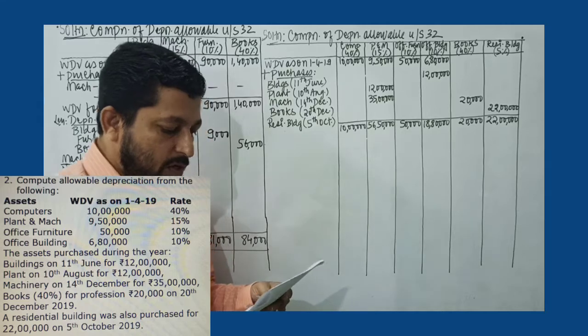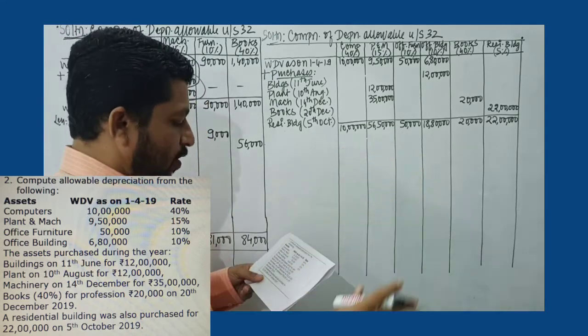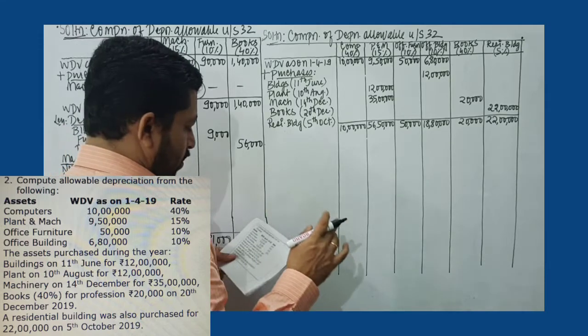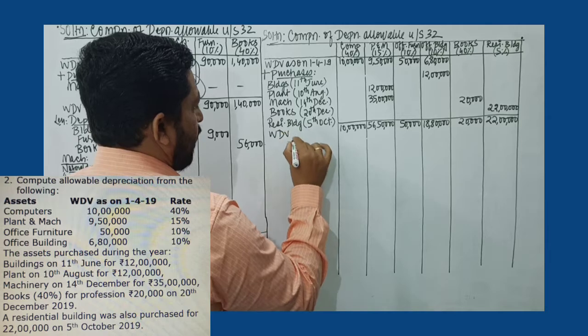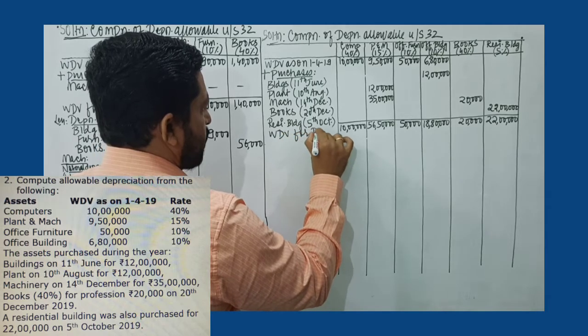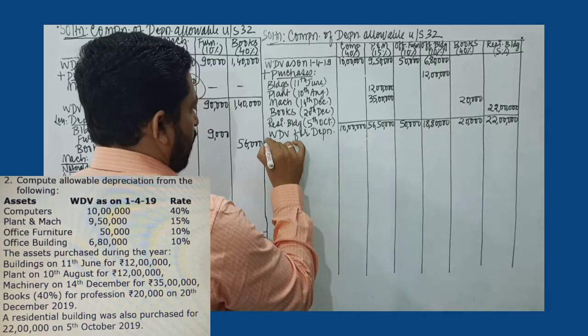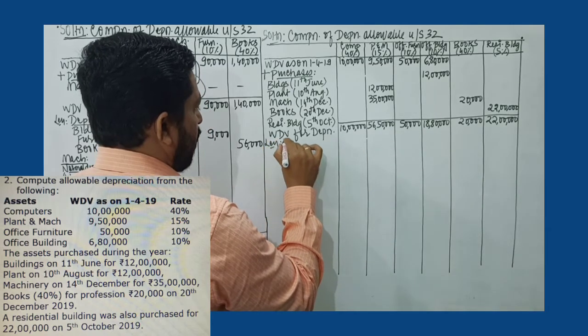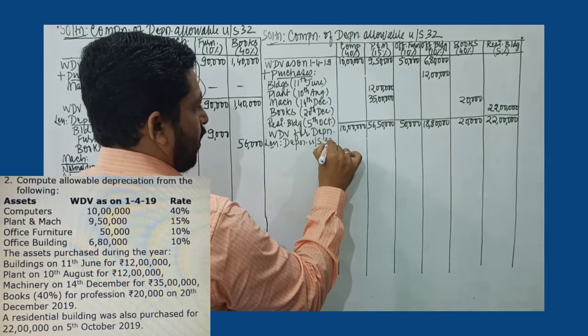Now there is no mention of any sale of any asset in any block in this particular problem. So there is no mention at all. So this itself will be treated as WDV for depreciation. That means on these values depreciation will be calculated. So I record less depreciation under section 32.